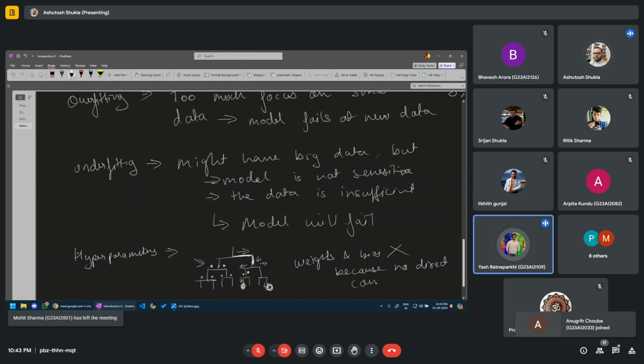So, Ashutosh, hyperparameters, what are we changing? Like these dots that you created, what are they?